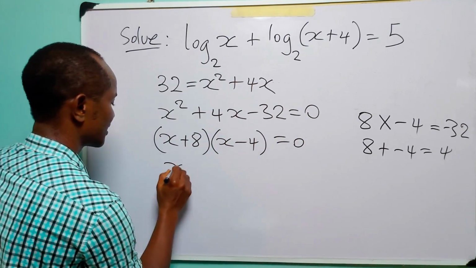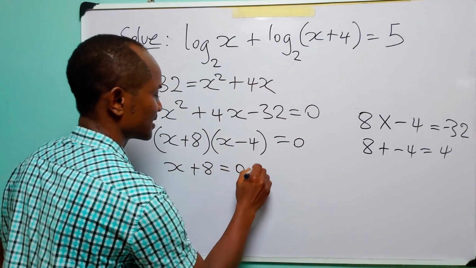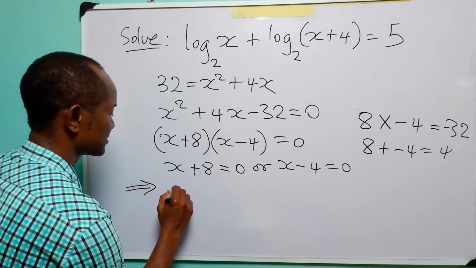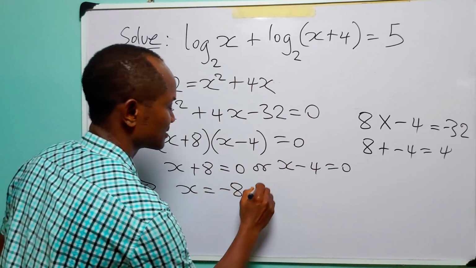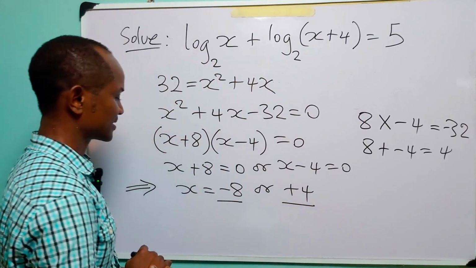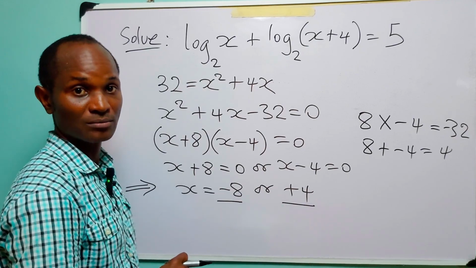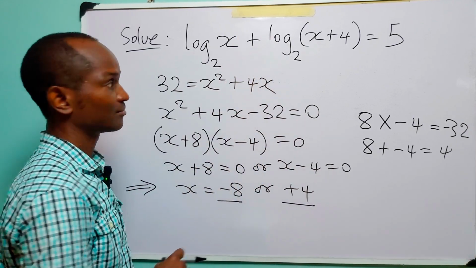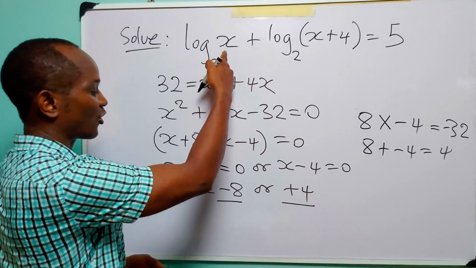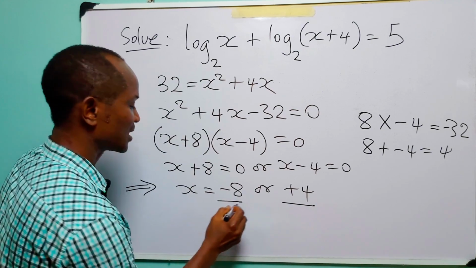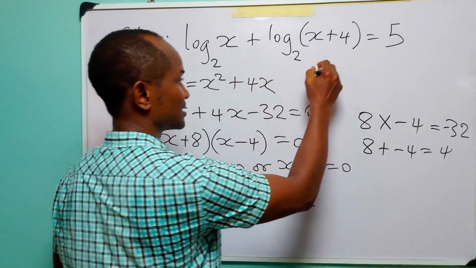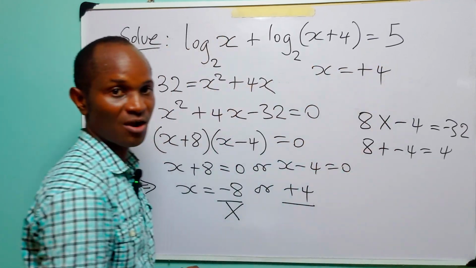So from here we have that x plus 8 is equal to 0, or x minus 4 is equal to 0, and hence x is equal to minus 8 or plus 4. So now we have two values for x, minus 8 and plus 4. Now let us go back to the equation. We have log base 2 of x, and you know that we cannot have the logarithm of a negative number. So this answer is not acceptable. The only correct answer to this equation is x equal to plus 4.